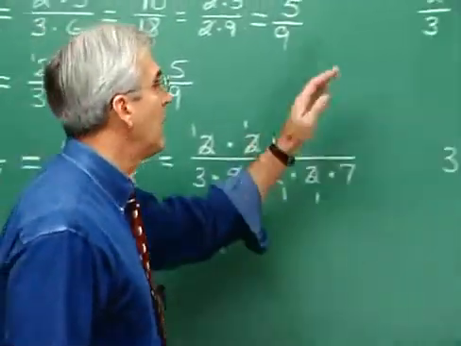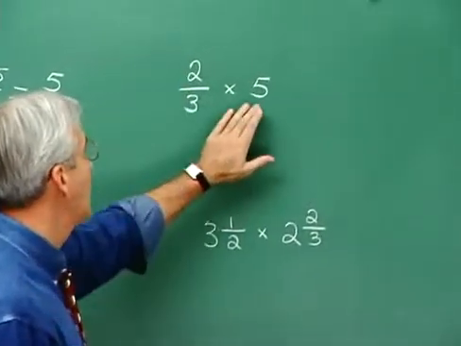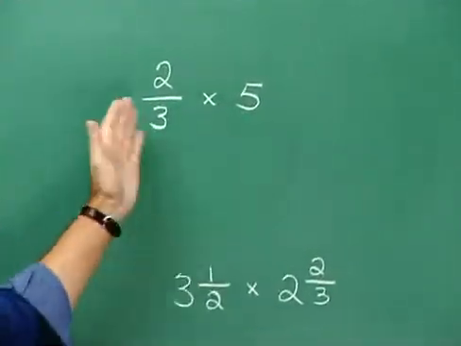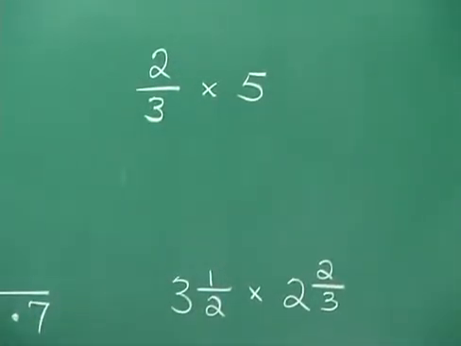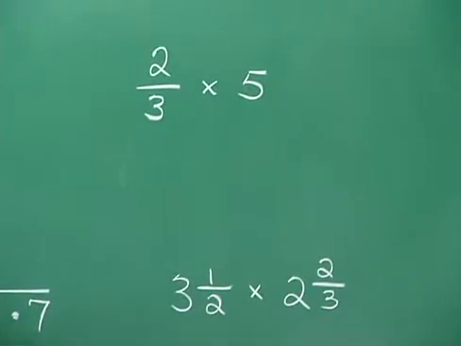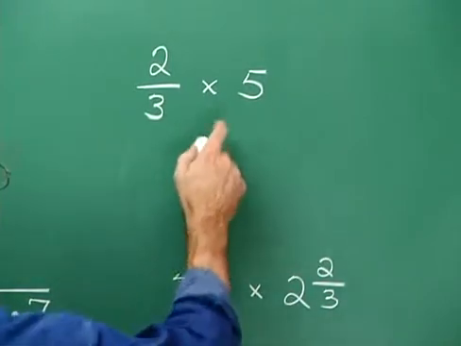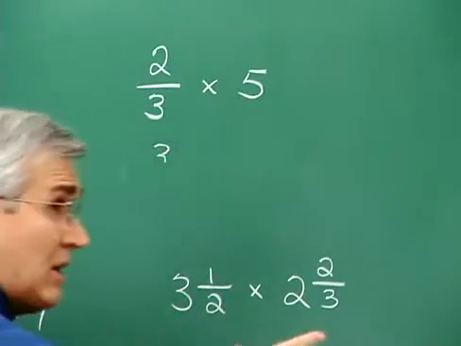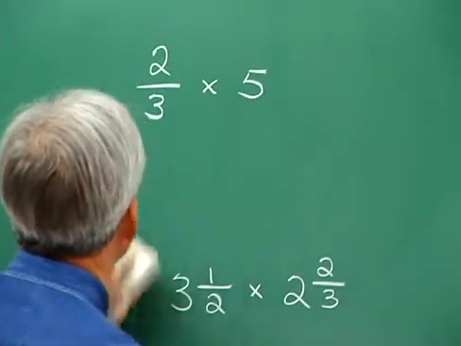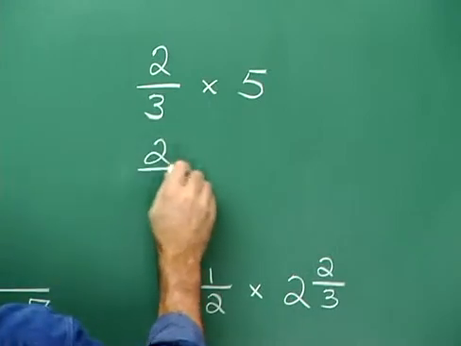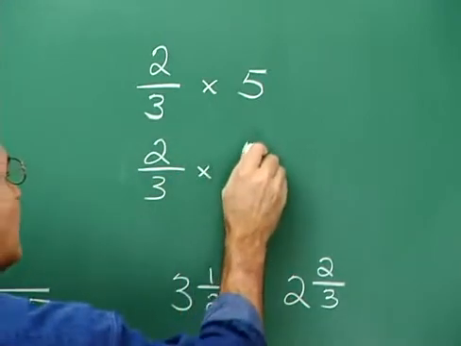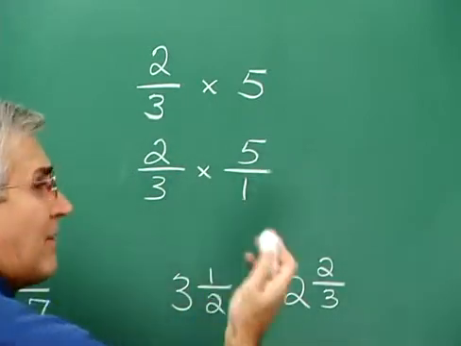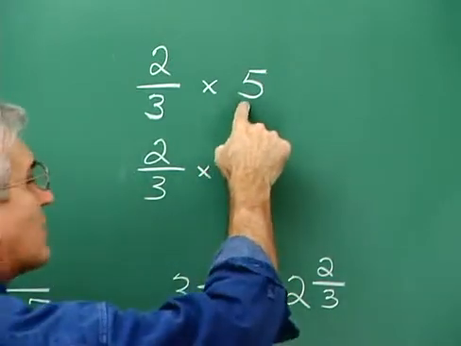Here we're multiplying a common fraction times a whole number. And in this kind of circumstance, we think of the whole number as though it were a fraction. And we can do that rather easily. Every whole number can be regarded as a number over 1. That is, we can rewrite this as 2/3 times 5 over 1. After all, 5 divided by 1 is 5.